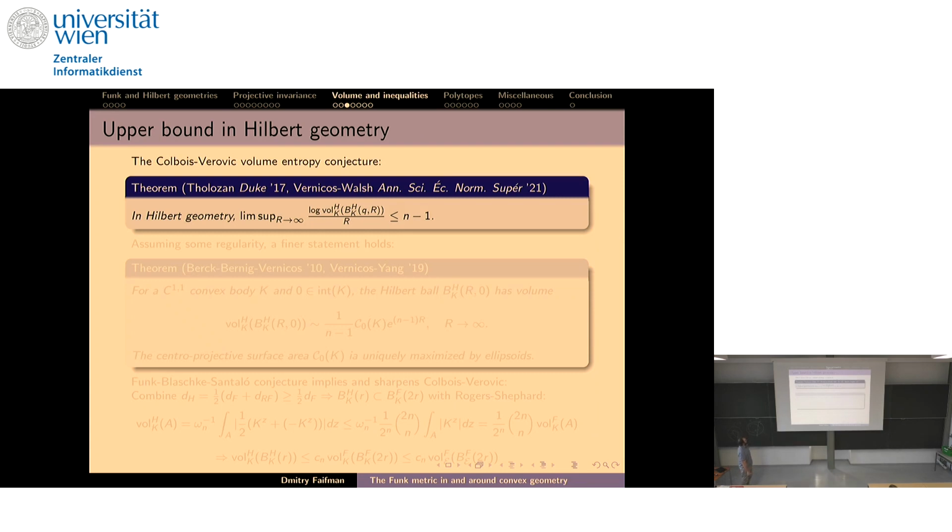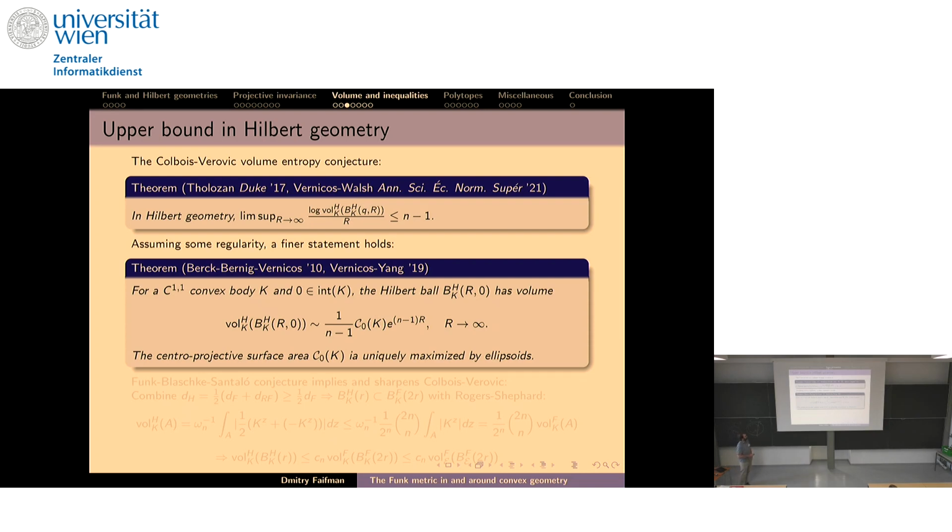What is it related to? So, for instance, there's this conjecture of Colbois-Verovic, which was proven fairly recently by Tholozan and also by different methods by Vernicos and Walsh, which looks at the entropy, the volume growth. You take the logarithm of the volume, this time it's the Hilbert volume of the Hilbert ball of large radius. So the statement is that the exponent is no greater than n-1. That's a theorem now.